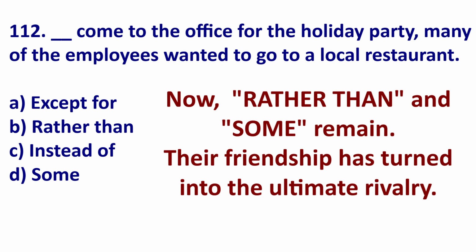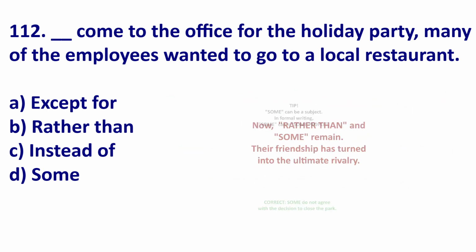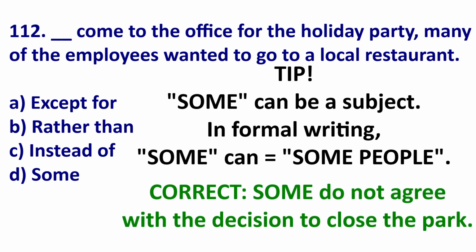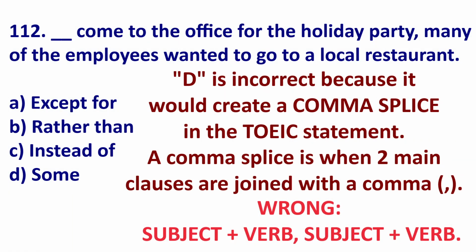A little note. You can use some as a subject and it can equal some people. For example, some do not agree with the decision to close the park. That means some people. It is often used in formal writing. Okay, so we know some can be a subject. However, D is still incorrect.